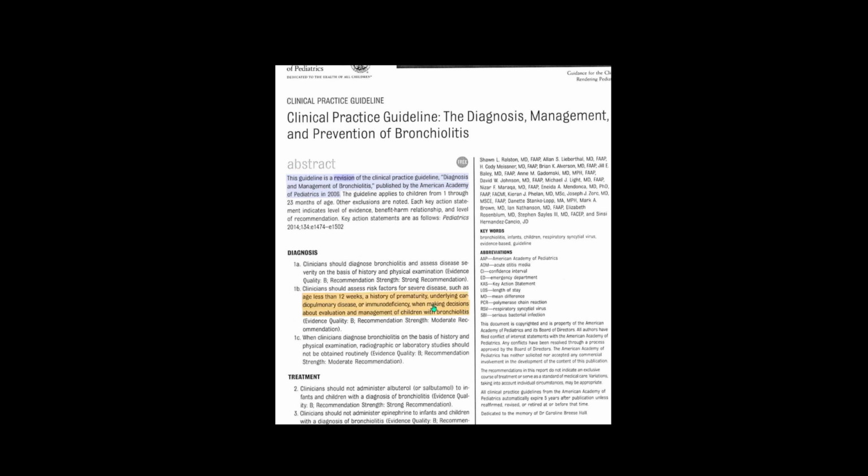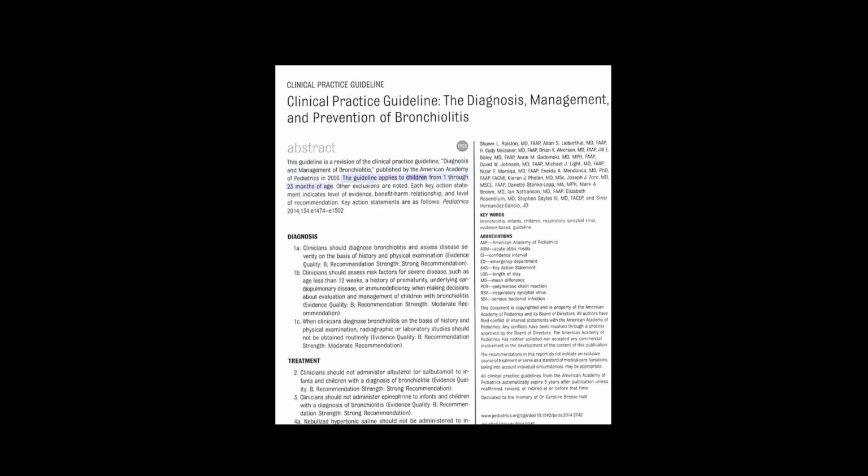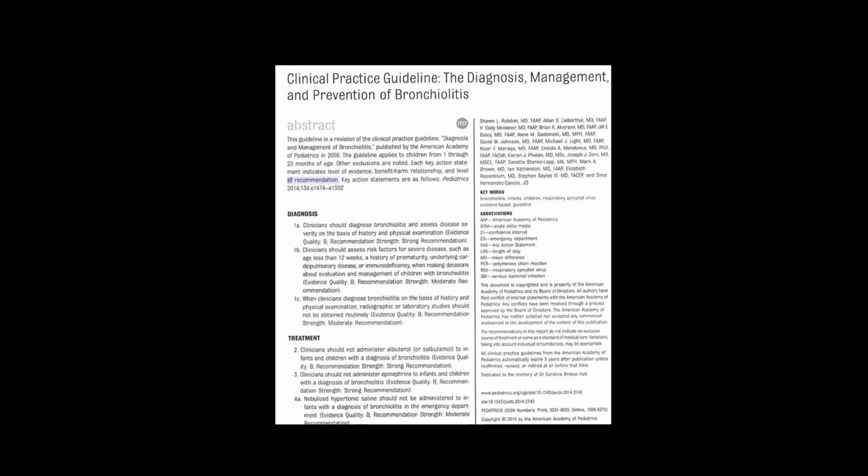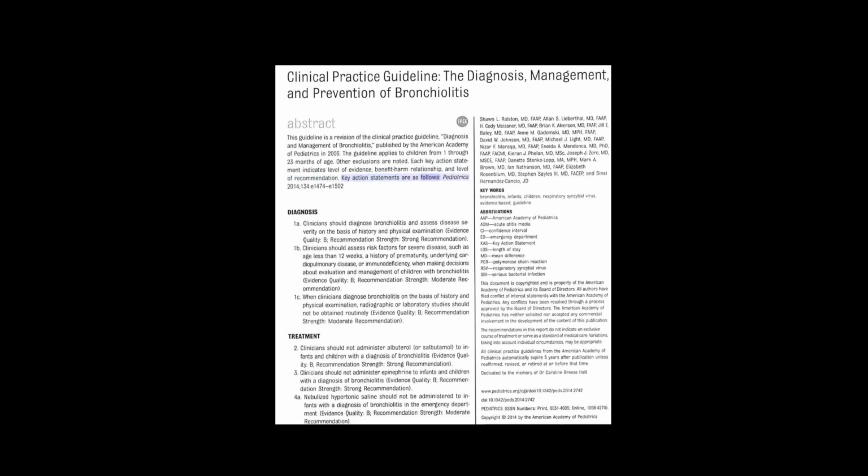This guideline is a revision of the Clinical Practice Guideline, Diagnosis and Management of Bronchiolitis, published by the American Academy of Pediatrics in 2006. The guideline applies to children from 1 through 23 months of age. Other exclusions are noted. Each key action statement indicates level of evidence, benefit-harm relationship, and level of recommendation. The action statements are as follows.